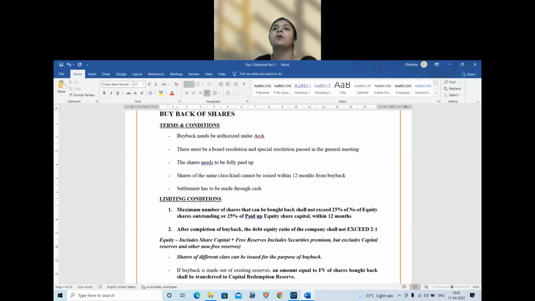The equity shares before buying back should be fully paid up shares, which means partly paid up shares cannot be bought back. You cannot buy back the shares that have been issued within a period of 12 months. So in the same period, I cannot have an issue of the same kind of shares and buyback of the same kind of shares within a 12 months period. But it can be of a different kind, like I can issue preference and buy back equity, which is possible. Settlement has to be made for buyback through cash. So these are the major terms that are governing under the Companies Act.